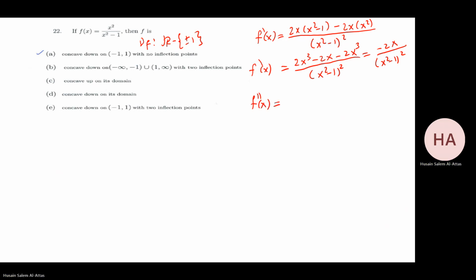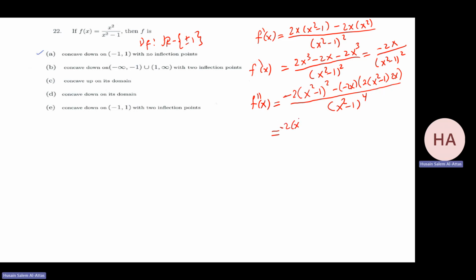This is f prime. f double prime will be what? Minus 2 times the numerator minus 2x times the derivative of the denominator, 2 times x squared minus 1 times 2x, over x squared minus 1 to the power 4. I'll take minus 2 and x squared minus 1 as a common factor. What's the remaining? x squared minus 1. I took minus 2 and I took this one as common factor. What is the remaining? It will be minus 4x squared, sorry, minus 4x squared.